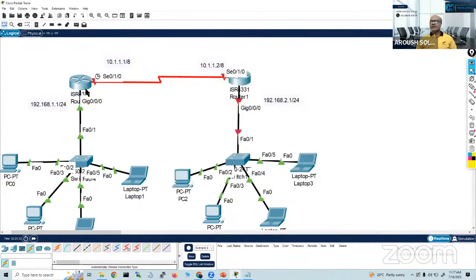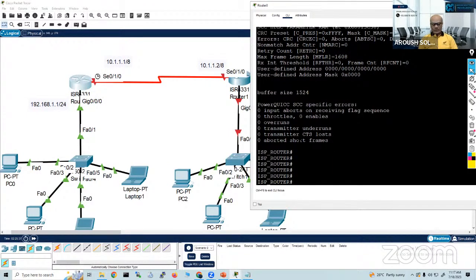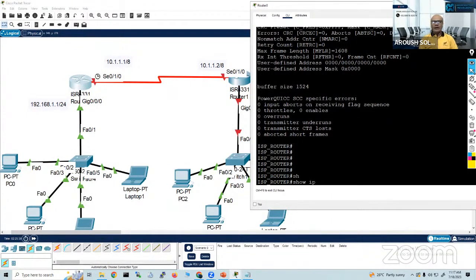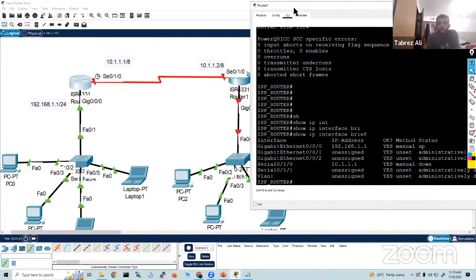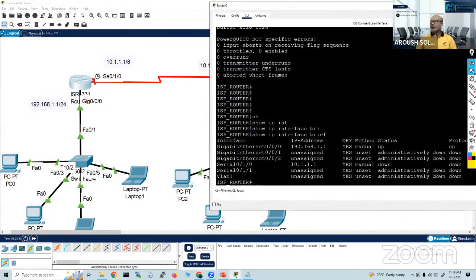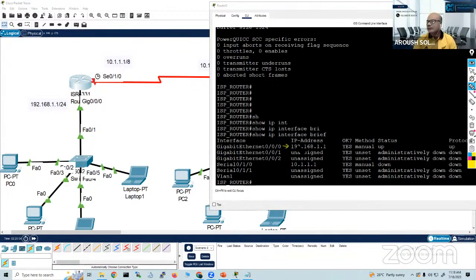Okay, so now let's come back to this router. How do we check? Show IP interface brief. As we know, now these two interfaces are up. This one is 1.1, status is up, protocol is up. Serial interface, we have given this IP address, right? This IP address that we have given here.